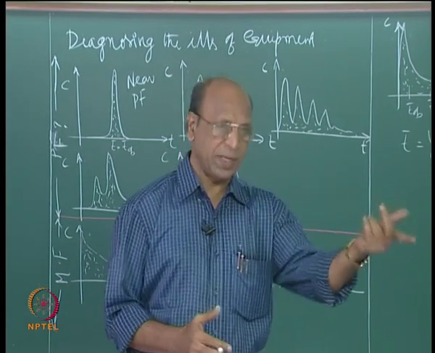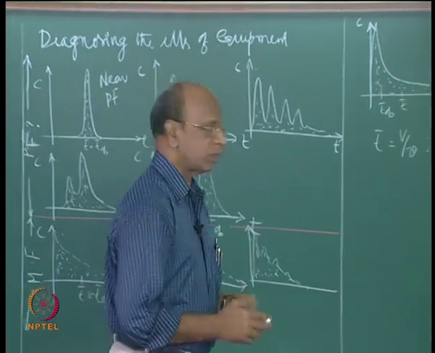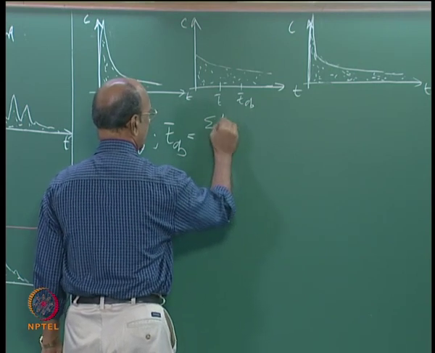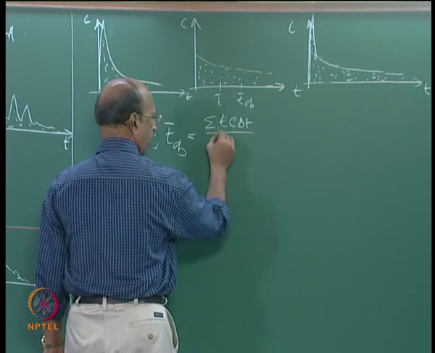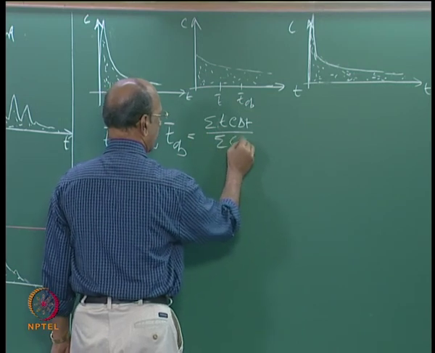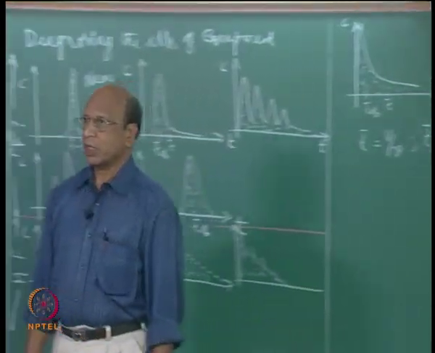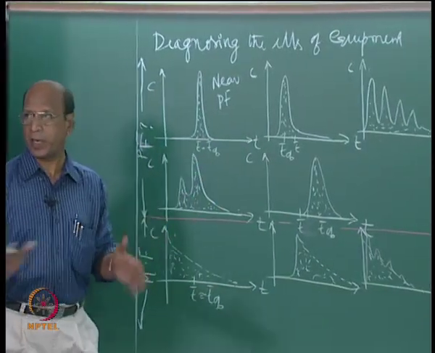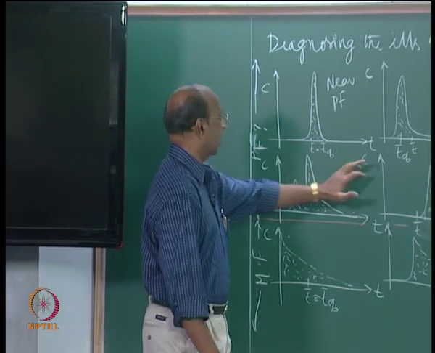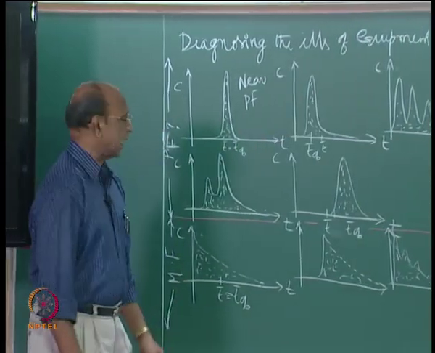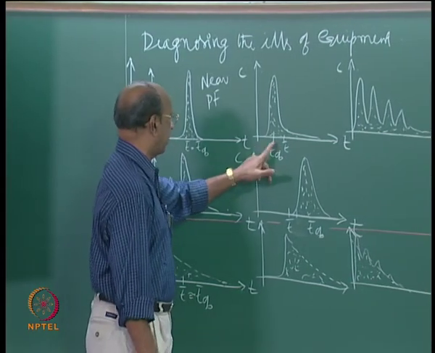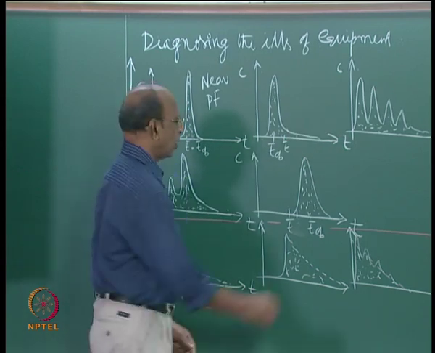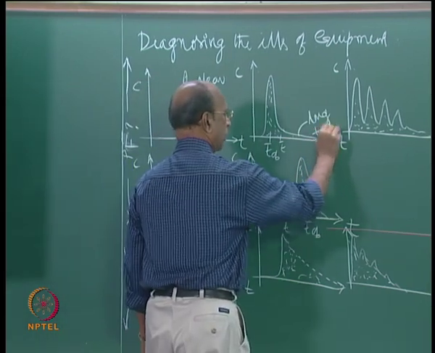The mean. How do you calculate the mean? Sigma C_i t_i delta t divided by sigma C_i delta t. Okay, that is t observed. So, here both are the same, so it is okay, behaving properly. Normal student, good. Next one: we have t bar observed coming earlier and t bar later, and it also has a long, long tail.